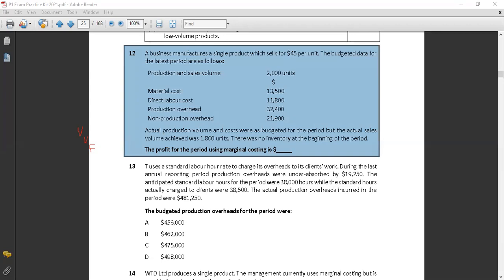So I think this will be 25,300. The logic will be these two together, it is 25,300 for 2,000. 25,300 is for 2,000 units. So for 1,800, how much? So if we have to calculate it for 1,800, how much? That's the proportionate amount. So we have 25,300 into 1,800 divided by 2,000.